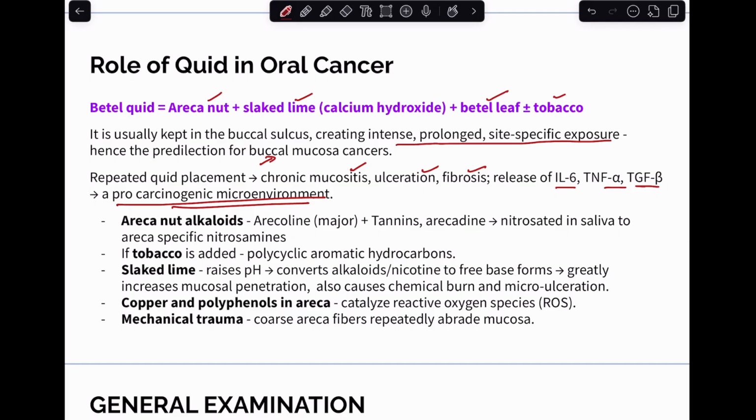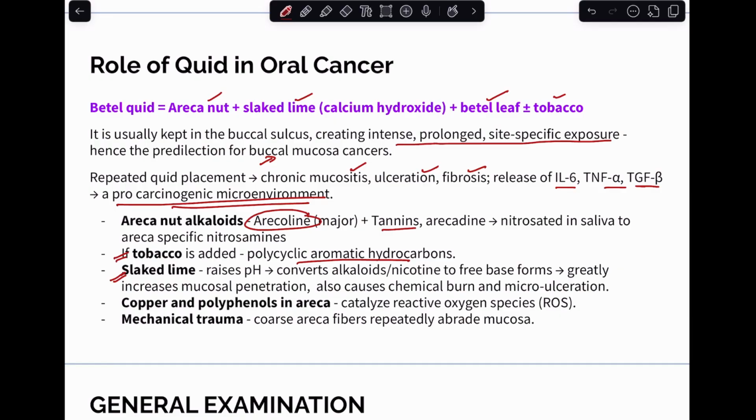So first of all, we have areca nut. Areca nut has alkaloids, like arecoline is a major component, and there are also some tannins. What happens over here? They get nitrosated in the saliva, and they form nitrosamines in the saliva. And we have just learned how nitrosamines are very carcinogenic. Second, if tobacco is added in the mixture, the carcinogen over here would be the polycyclic aromatic hydrocarbon.